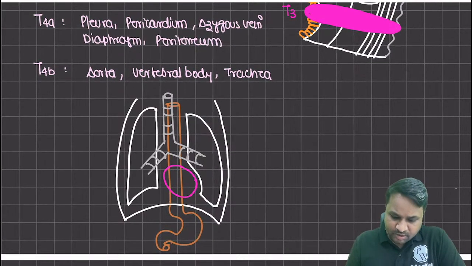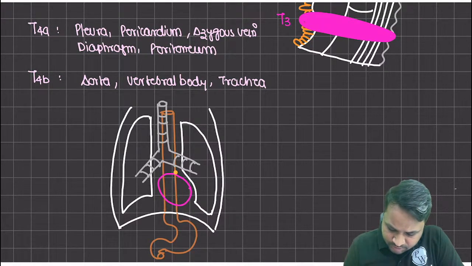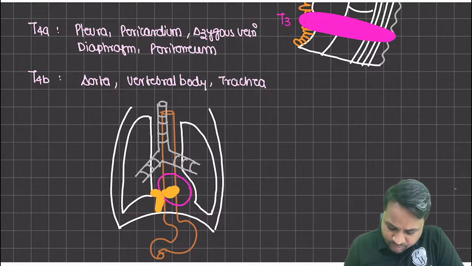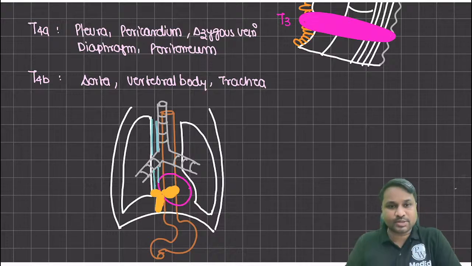Now, when you look at the T4A and T4B, let's try to understand where the tumor is extending from. It is an esophageal cancer. If it is involving the pericardium, the pleura, the diaphragm, and you will see the vein which is going to run on the right side is going to be your azygous vein. So there's a vein that is running here, and this is your azygous vein, right?